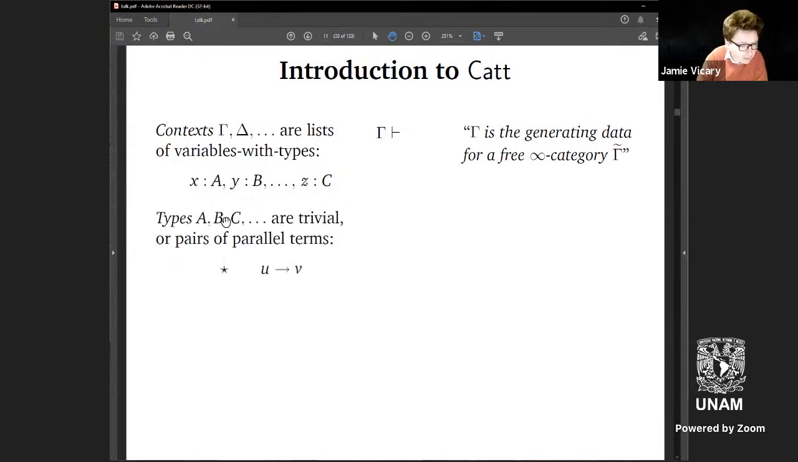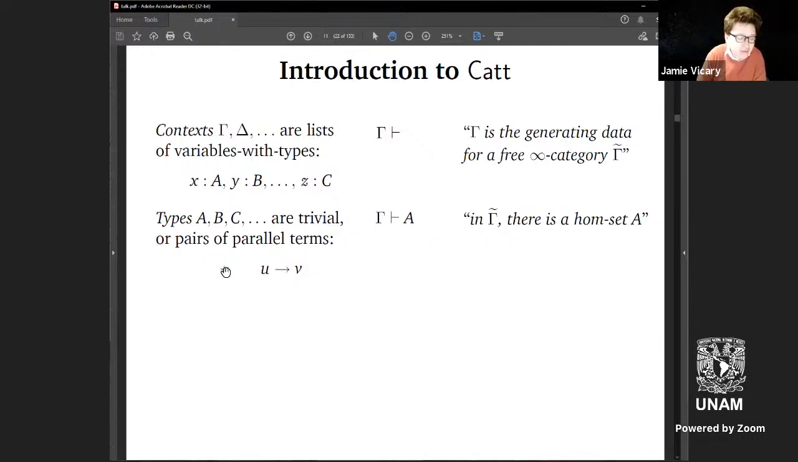Okay. Types, A, B, C, and so on, capital Roman letters, are trivial. This means the type of objects, or they're a pair of parallel terms. We'll see what terms are in a minute. Terms just mean morphisms. And if we've got some type that's valid, then we write gamma in the infinity category gamma. Then we write gamma turnstile A. And again, this has a very simple interpretation. In the free infinity category on gamma, there is a Hom set A.